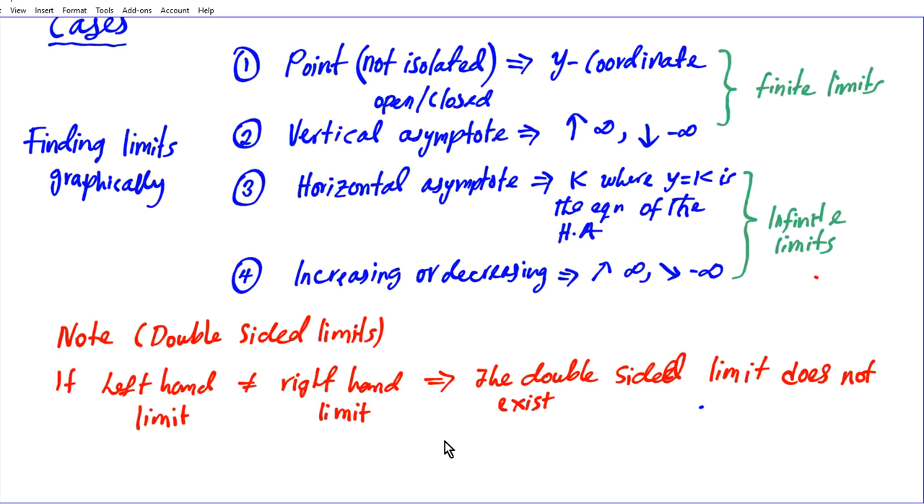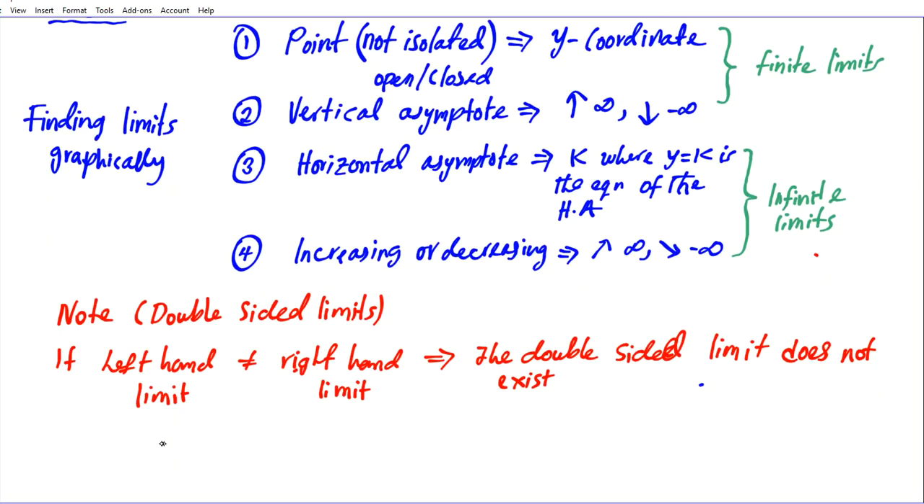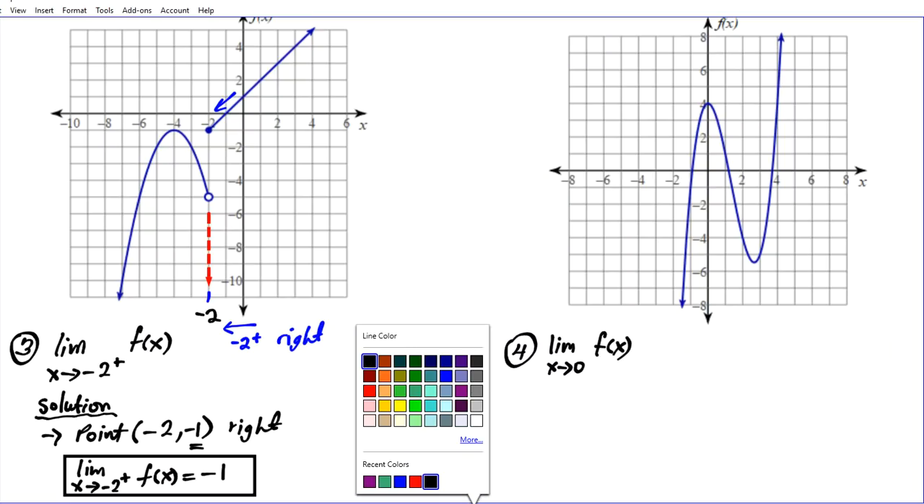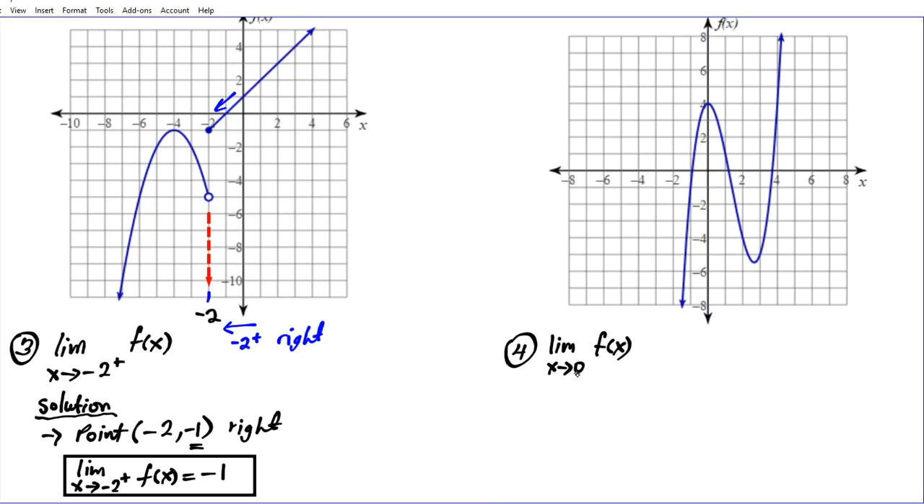All right, so we can put this into shorthand. If the LHL, left-hand limit, is not equal to the right-hand limit, that implies that the DSL, the double-sided limit, does not exist. Okay, so let's keep that in mind. All right, so number 4 is a DSL. It's a double-sided limit. How do we know that it's a double-sided limit? Well, there's no direction provided, so we're going to be approaching 0 from the left and right. Okay? All right, so let's go ahead and do that.